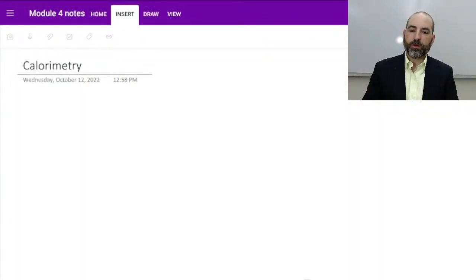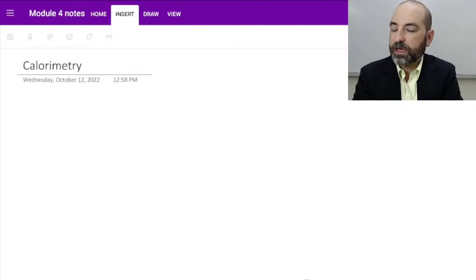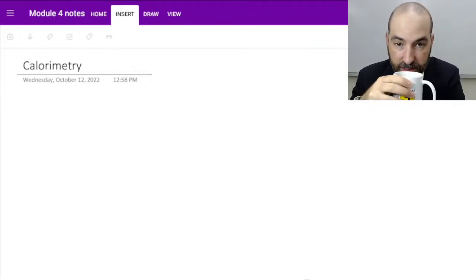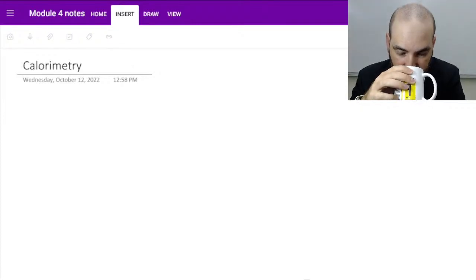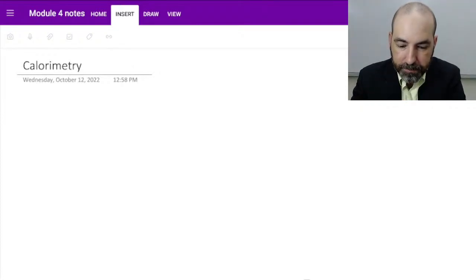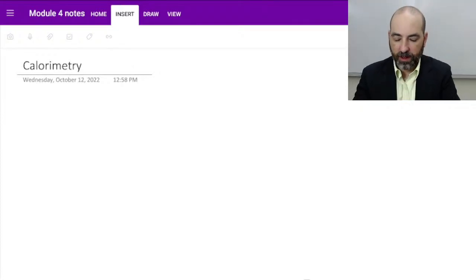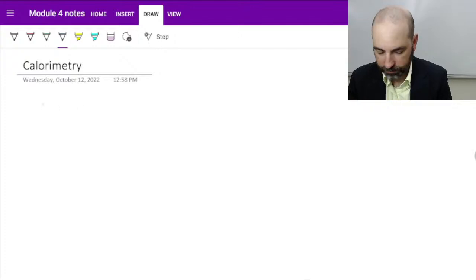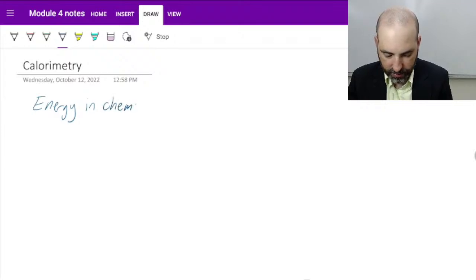Hello. We will be talking about calorimetry today. Calorimetry is how you measure the amount of energy in a substance. So, as you may or may not know, energy is contained within chemical bonds. This is a type of potential energy.